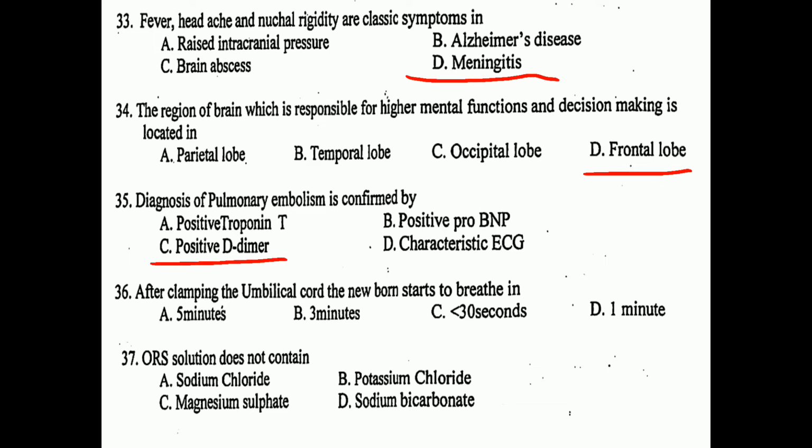Question number 36. After clamping the umbilical cord, the newborn starts to breathe in: 5 minutes, 3 minutes, less than 30 seconds, 1 minute. The correct answer is option D, that is 1 minute. Question number 37. ORS solution doesn't contain. Options are sodium chloride, potassium chloride, magnesium sulfate, sodium bicarbonate. The correct answer is option C, that is magnesium sulfate.